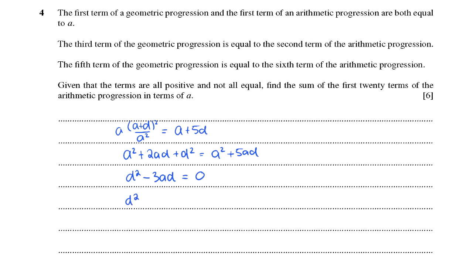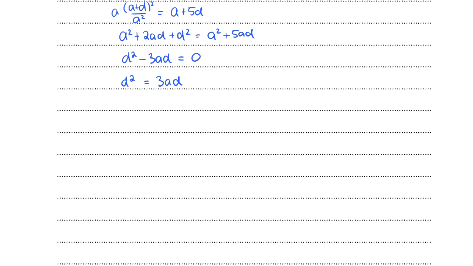And to do that, let's take that 3AD back over. We should probably have left it there. 3AD, and then of course we can hopefully see that D is 3A. We can divide both sides by D for that to happen. So D is equal to 3A, and A is A. All right, so that helps us now.